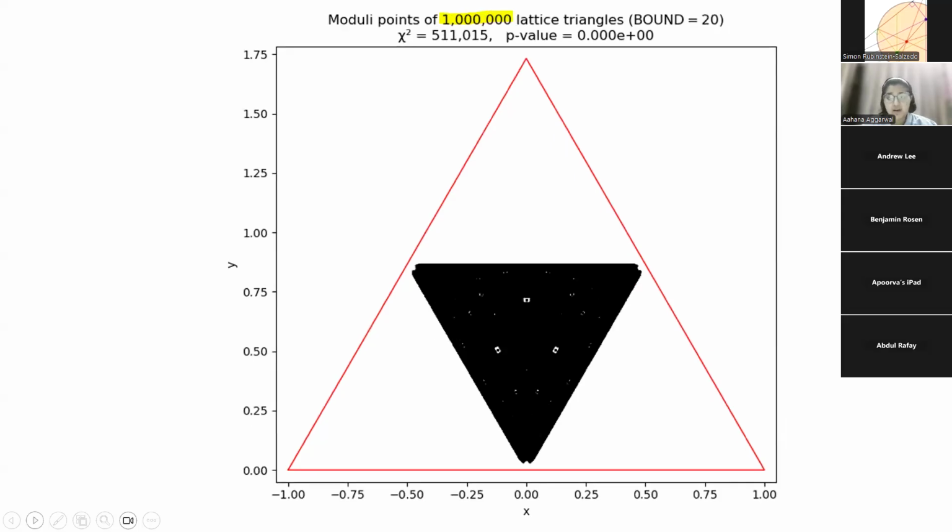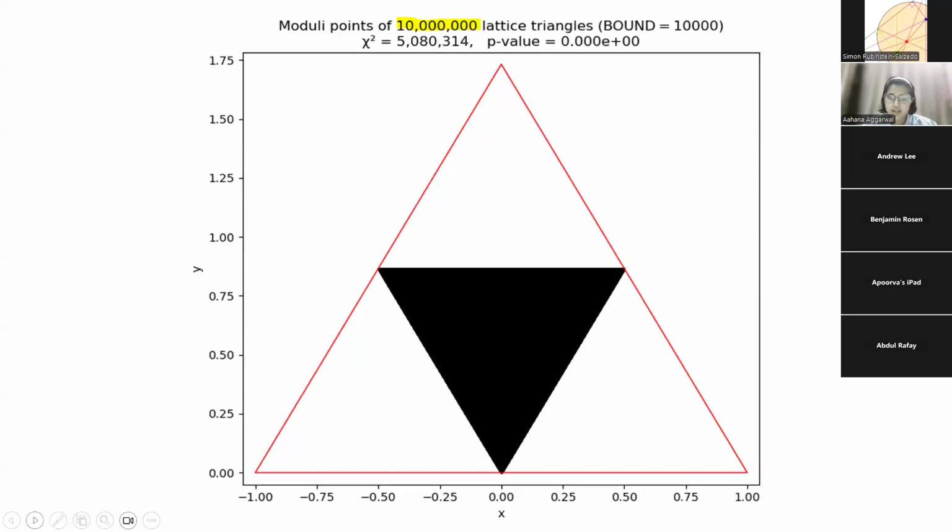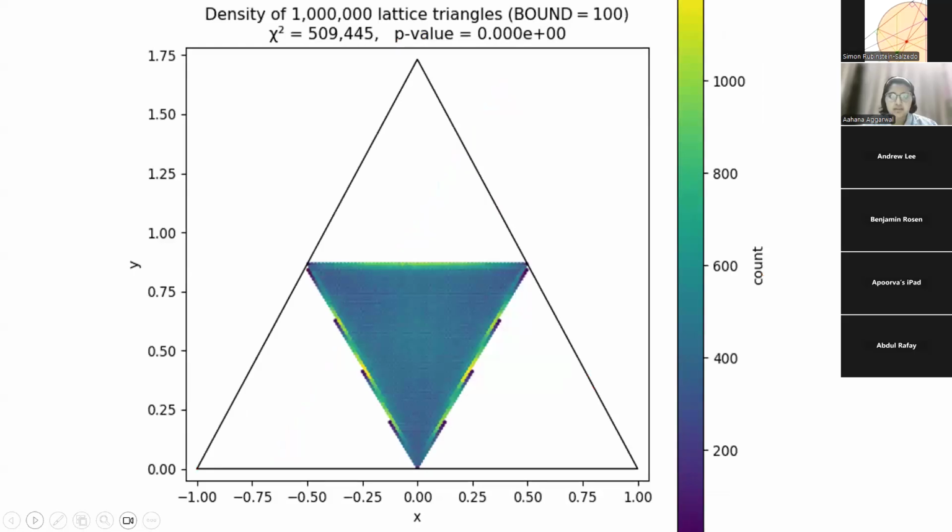As we increase the bound, if we keep the number of lattice points the same and increase the bound, the same thing happens, which just tells us that lattice triangles are dense in the moduli space. Next, this is a hexagonal plot of a million points in a 100 by 100 bound.